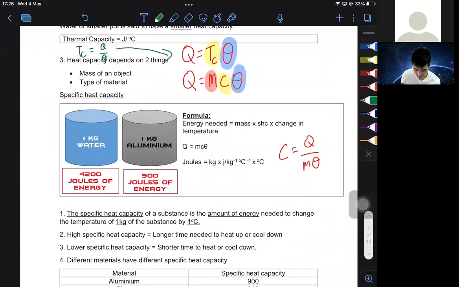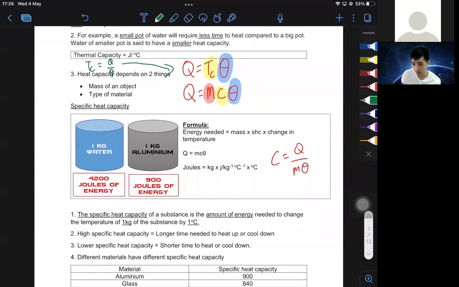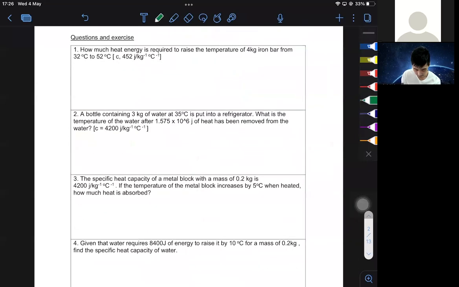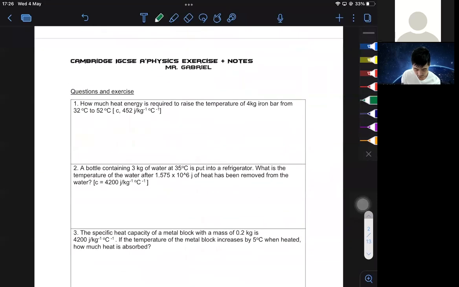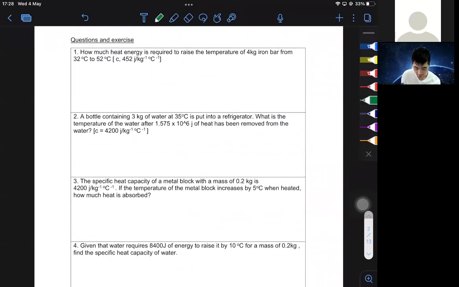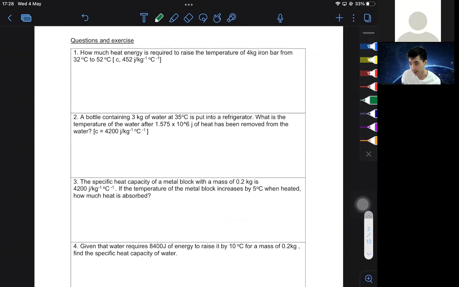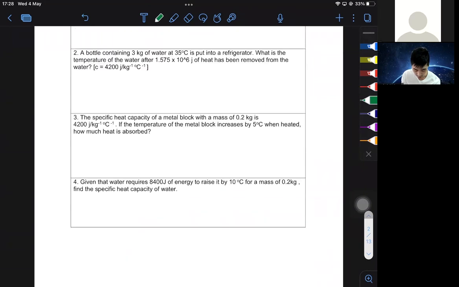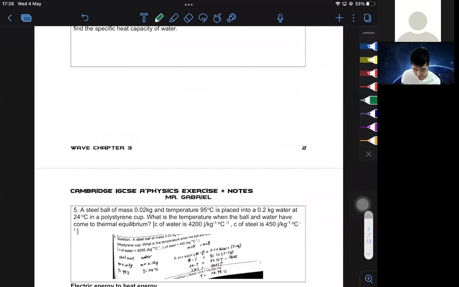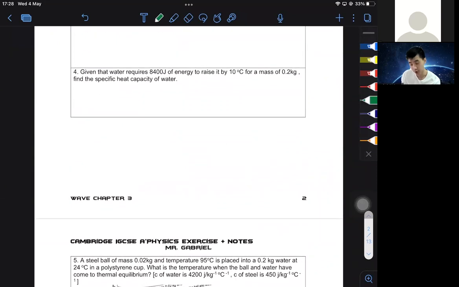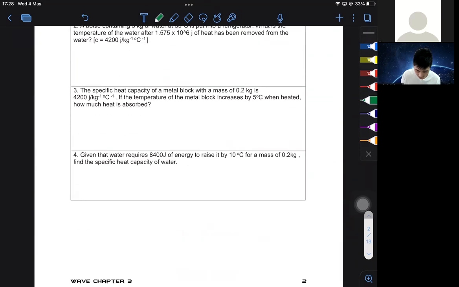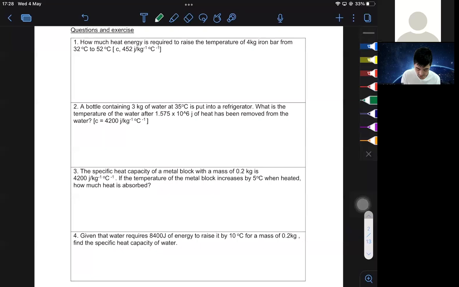Okay. If everyone is okay, then let's take some time to do these questions here. There are going to be 5 questions at the bottom here, guys. You'll find that questions 1 to 4 are relatively easy, whereas question number 5 actually requires some thinking and some understanding of thermal equilibrium. I'm going to give you guys probably 15 minutes to attempt the 5 questions here.